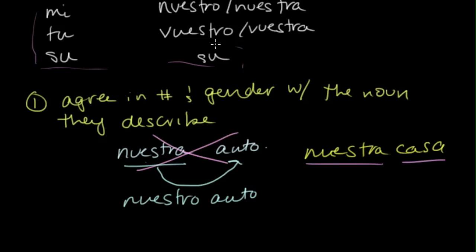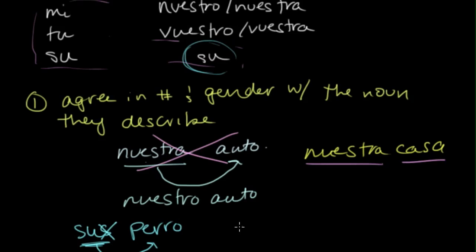For these ones here, you don't have to worry about gender, but you do have to worry about number. This is why this su trips a lot of people up. People think that because ellos, ellas, and ustedes are plural, this should be plural, even if the thing that they own is not plural. So for example, if ustedes own a dog, people might say sus perro, because they think that sus refers to they and not to the dog, when in fact this should be singular to agree with the one dog that you own. So su perro can actually mean their dog.